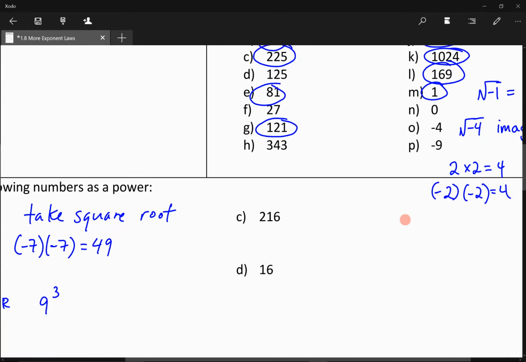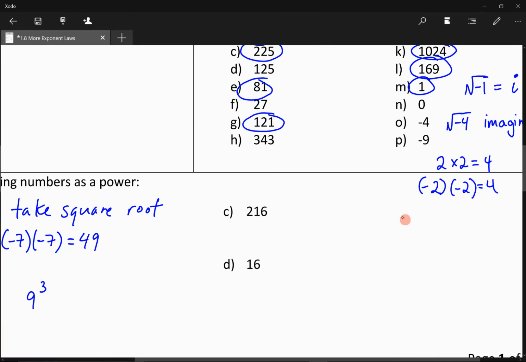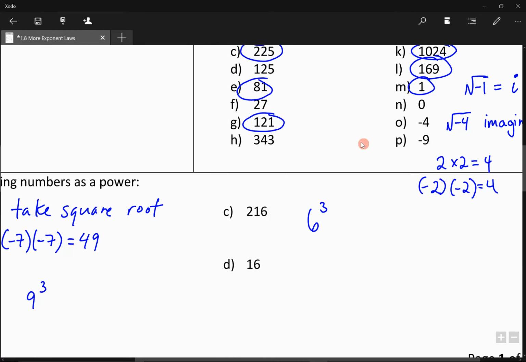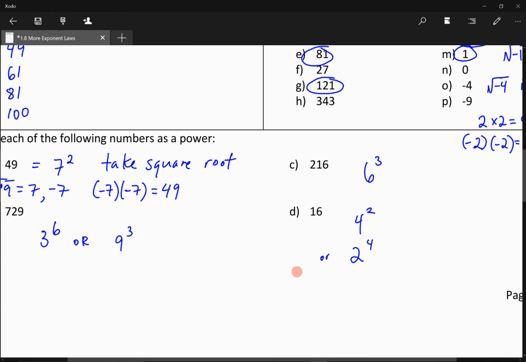Well, 216 is 6 to the power of 3. Yeah, that's a possible answer, but it's not a perfect square. You can still express 216 as a power. You can also express 16 as a power as well, which is 4 squared, or even 2 to the power of 4. There could potentially be more than one answer.